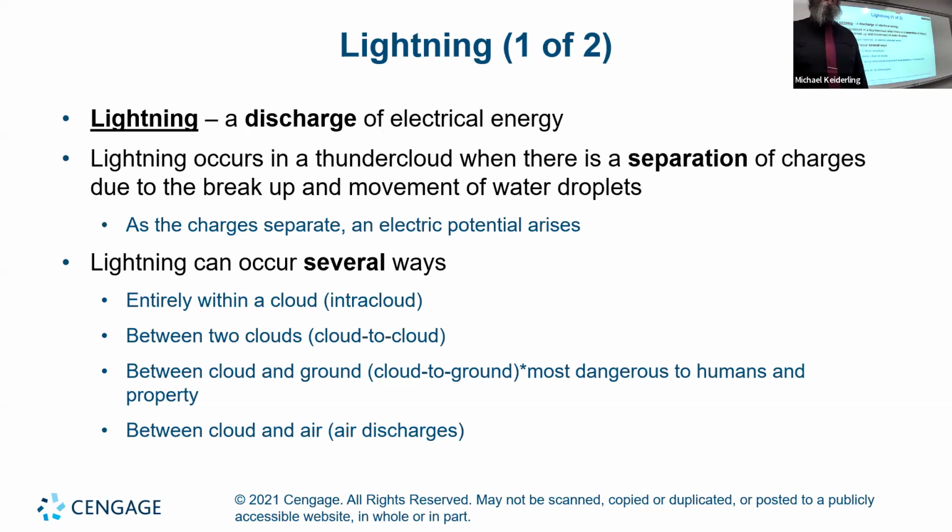You can have lightning that goes from a cloud to the ground. This is cloud-to-ground lightning. This is the most dangerous to humans and property because this is the one that actually makes it to the ground. And you can also have air discharges, where lightning just discharges into the open air.